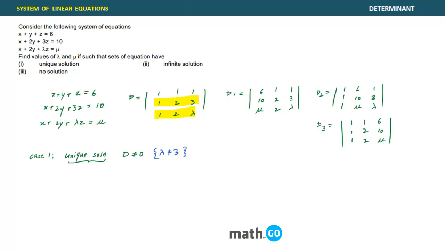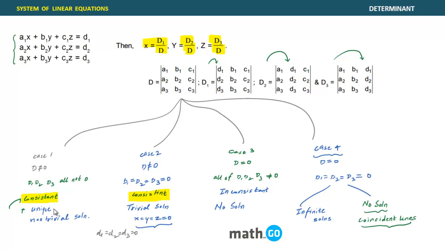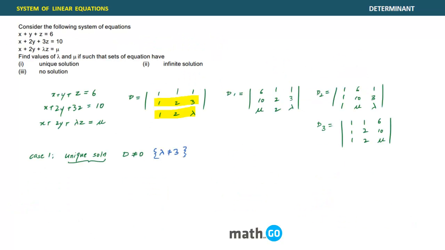So for a unique solution, d should not be 0, as we have done in the previous cases also. It will be a unique solution when d is not equal to 0. Either it will be non-trivial or it will be trivial, but it will be a unique solution. Let's talk about case 2.